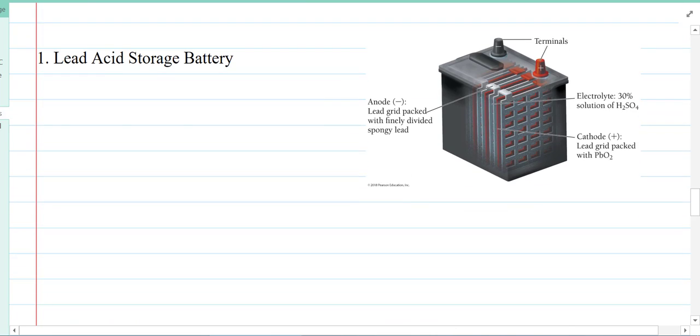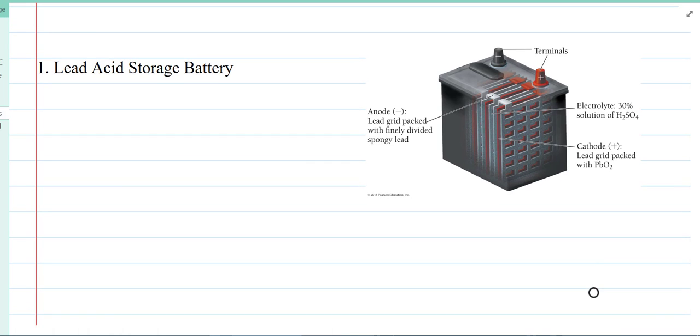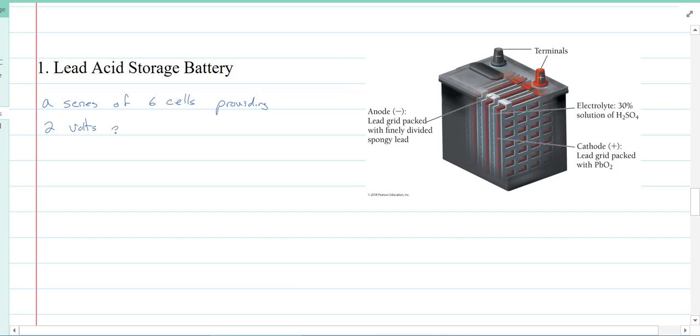Then we'll dive into secondary batteries. The first one is lead storage batteries, and we can recharge these. All right, so a lead battery is a series of 6 cells providing 2 volts each for a total of 12 volts. The electrolyte is 30% H2SO4.